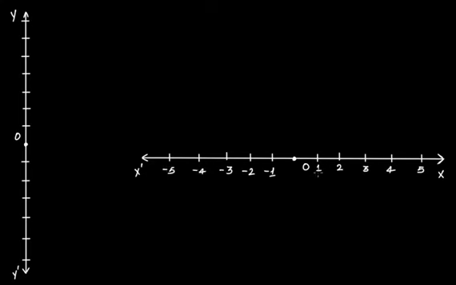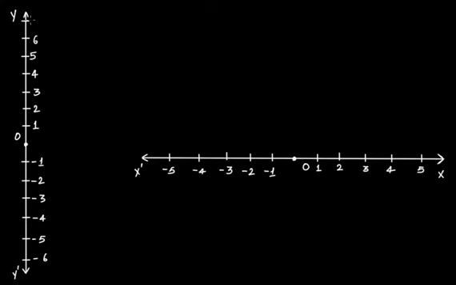Now, the same thing is this vertical number line. This is horizontal, this is vertical. So this is the origin, that is the 0 point. This is -1, -2, -3, -4, -5, -6. And this is 1, 2, 3, 4, 5, 6, and so on.